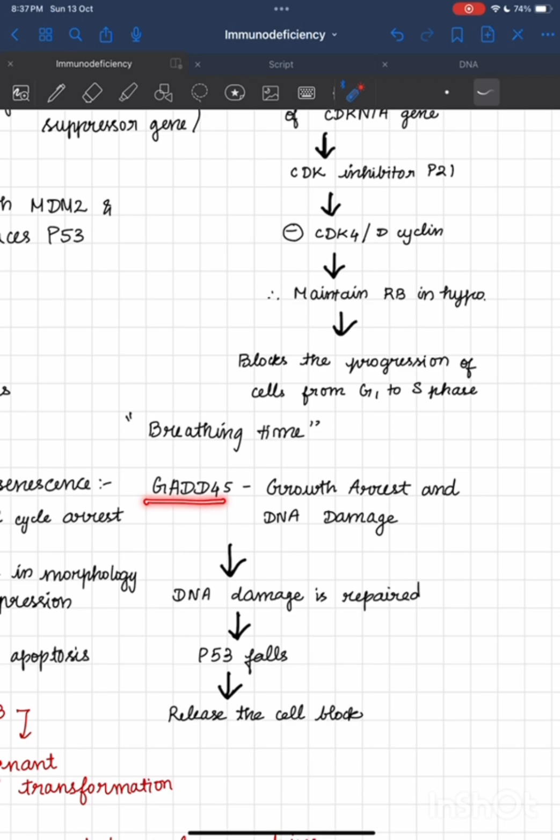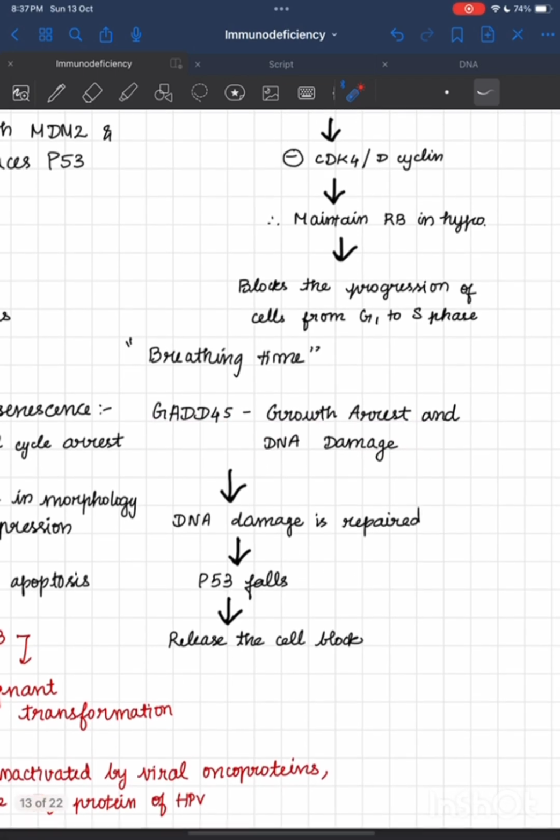GADD45, this is growth arrest and DNA damage. DNA damage will be repaired here. So after it is repaired, P53 will fall. Then it leads to release of the cell block and the cell will undergo cell division.